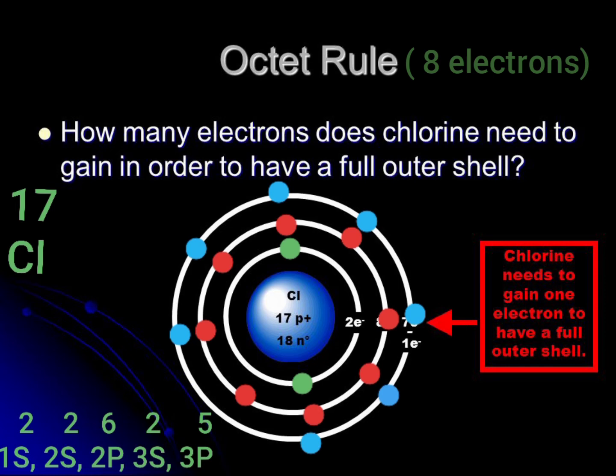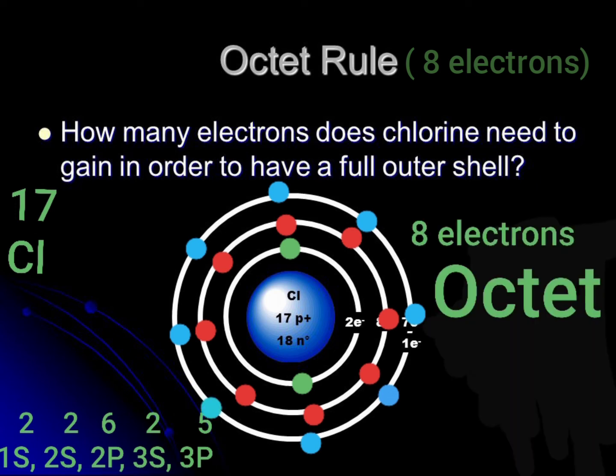Example 2. Here we take chlorine. The atomic number of chlorine is 17. Its electronic configuration is 1s2, 2s2, 2p6, 3s2, 3p5. 3p5 is the outer shell of chlorine. It has 7 electrons in its outer shell. The question is, how many electrons does chlorine need to gain in order to have a full outer shell? Chlorine needs to gain 1 electron to have a full outer shell. If it gains 1 electron from any atom, it becomes an octet.